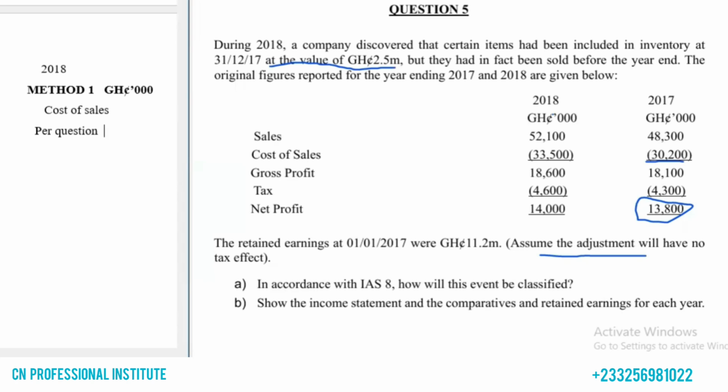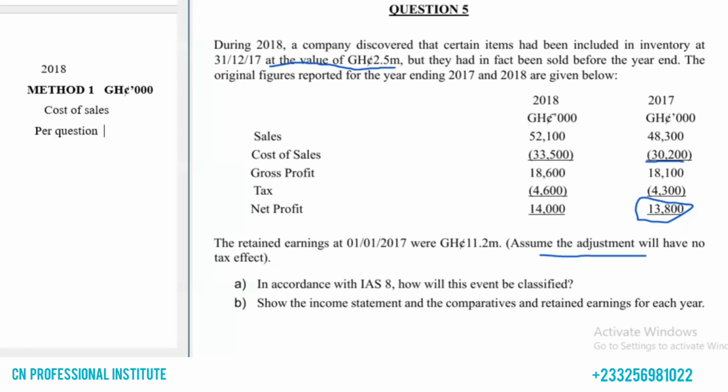And when opening inventory is overstated, cost of sales increases and profit reduces. So if you want to adjust the error from cost of sales, since the error leads to overstatement of cost of sales, we have to less it from cost of sales. And after increasing cost of sales, profit will reduce. So if you want to adjust the error from profit, we have to add it to profit. Are you following?